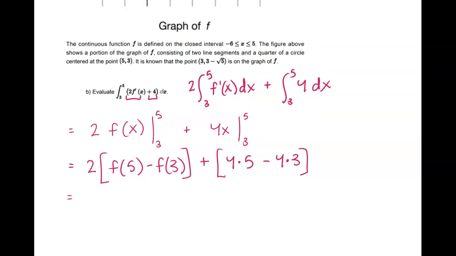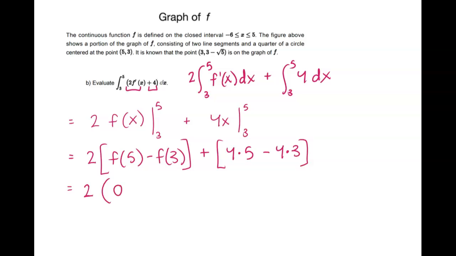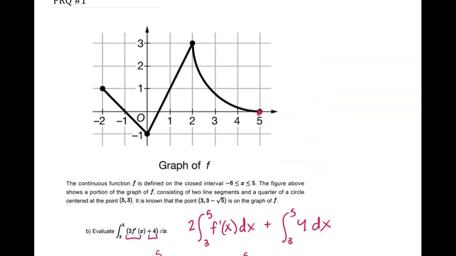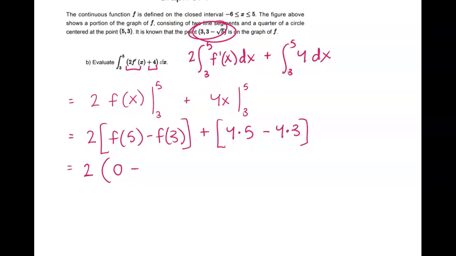So we have 2. Now what is f of 5? Well, conveniently we have the graph of f. f of 5 is 0 minus f of 3. Oh shoot, I don't know what that is. Yes, I do. It's 3 minus root of 5. Never would have guessed that one, right? 0 minus 3 minus the square root of 5.